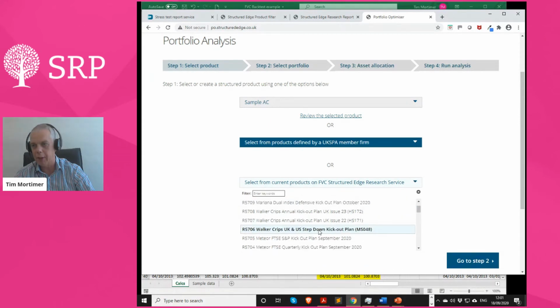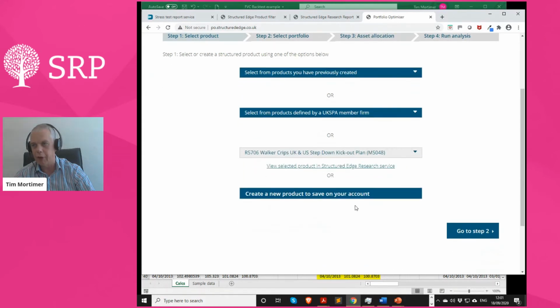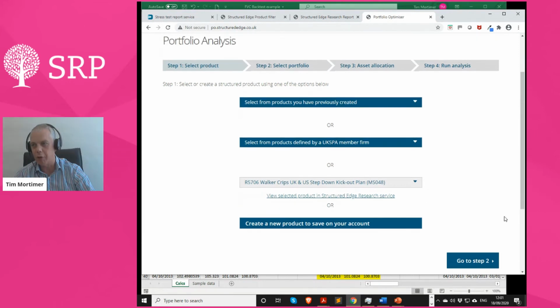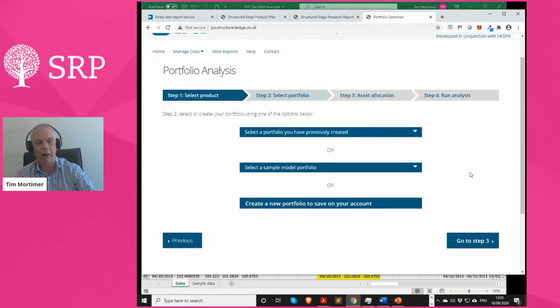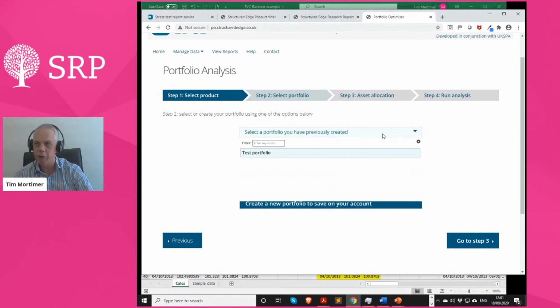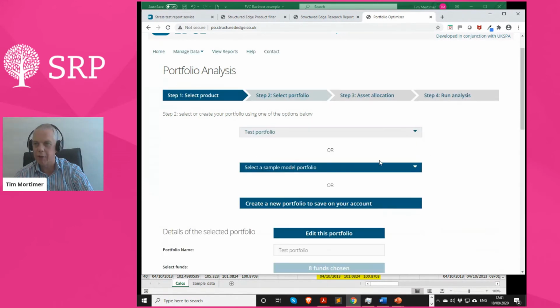So let me pick this one here. This is actually linked to UK and US. And then, having selected the product, you need to go to the second step. So now you need to select the portfolio. This is kind of where it gets more complicated. So I'll show one that's already created.